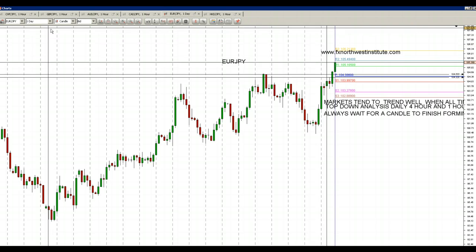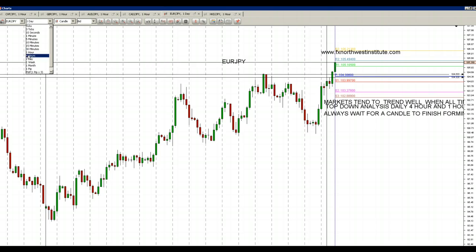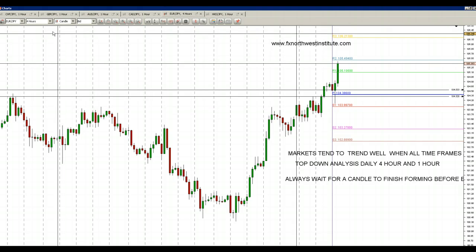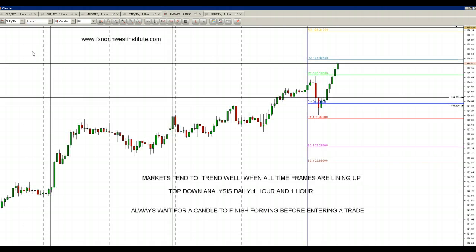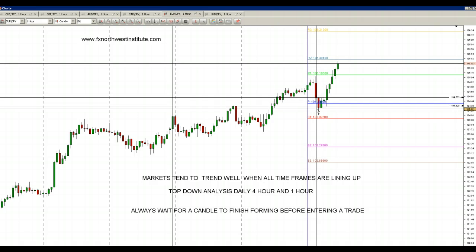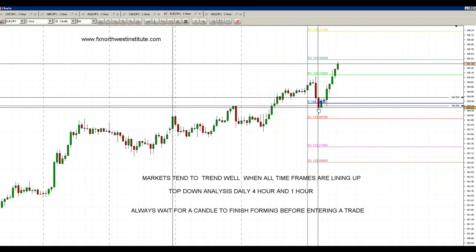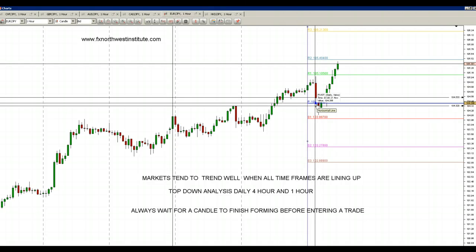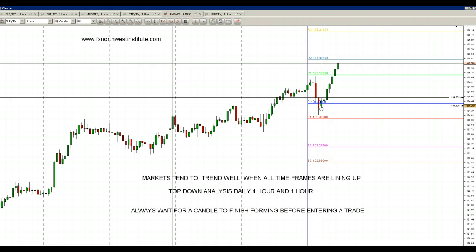So I'll look at the 4 hour chart, and we're also in an uptrend. And then I go to the 1 hour chart, and I see that we're also in an uptrend. So I need to wait for a pullback on the hour chart for my entry. And this was the perfect entry, which was missed because it was during an Asian session and I was asleep. So I wasn't able to take advantage of this trade setup. So this is the trade.